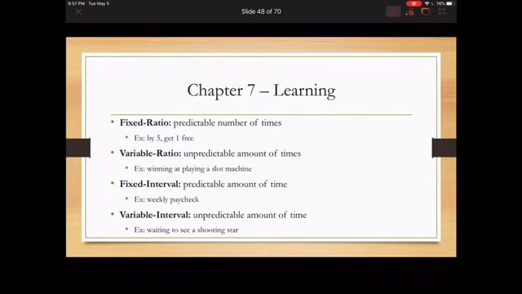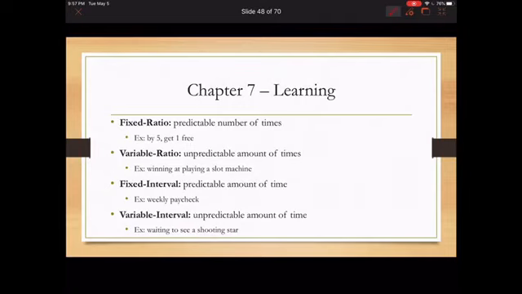Fixed interval, fixed predictable, interval amount or length of time, like a weekly paycheck. I know exactly how frequently or how long I have to wait until I'm going to get the reward, weekly paycheck. And then variable interval, variable unpredictable, interval amount or length of time, like waiting to see a shooting star. The fact of whether or not the star shoots is not dependent on how many times I look up at the sky. It's dependent on how much time passes, which is why this is an interval, not a ratio.